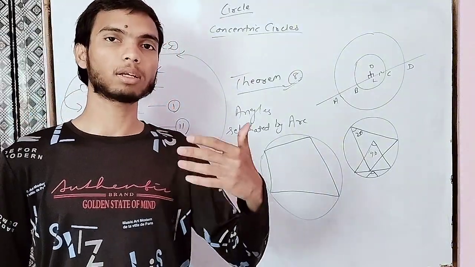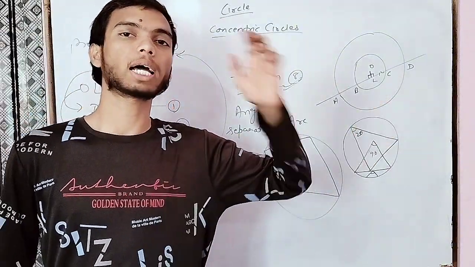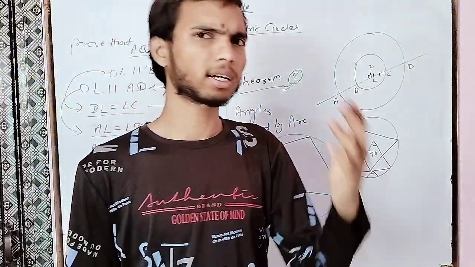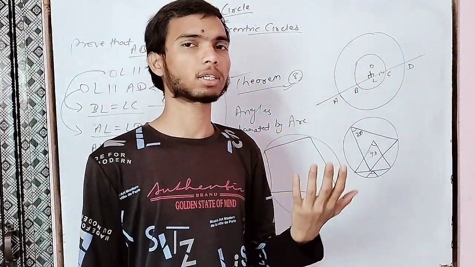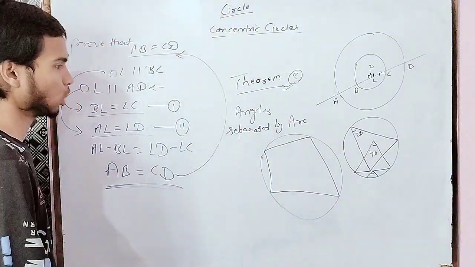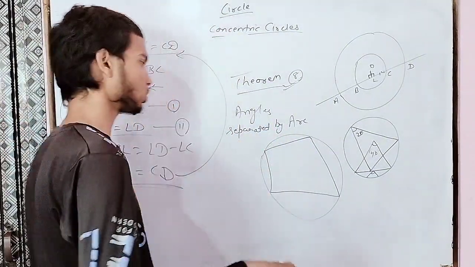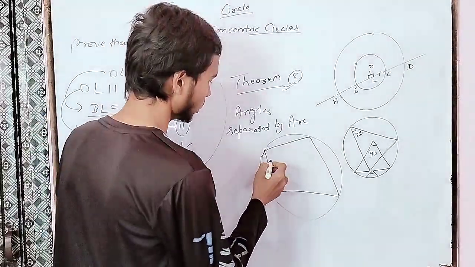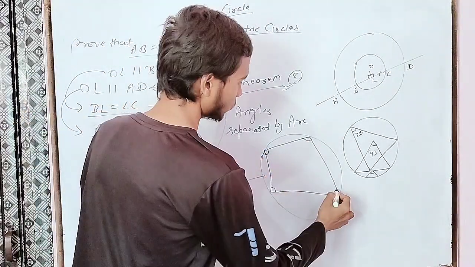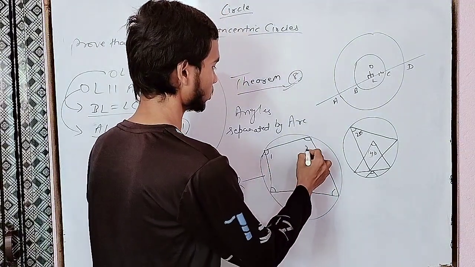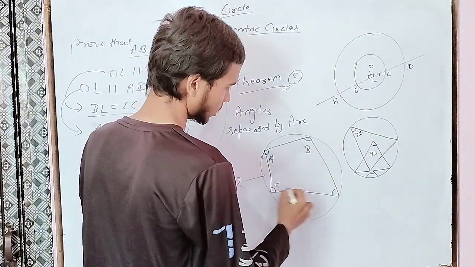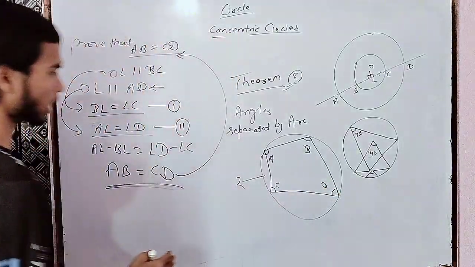A quadrilateral will have 4 angles, that is the meaning of a quadrilateral. It has 4 angles, 4 vertices, 4 line segments, 4 interior angles, 4 exterior angles, and also 2 diagonals. So there are 4 angles, and you can name them A, B, C, D.